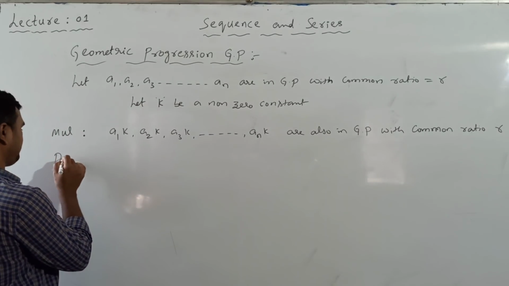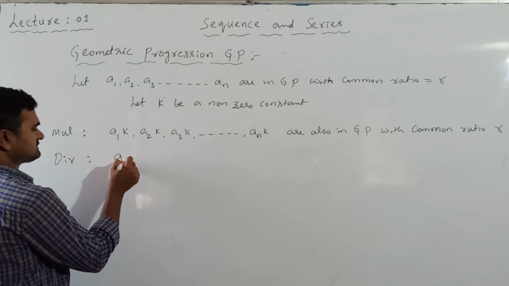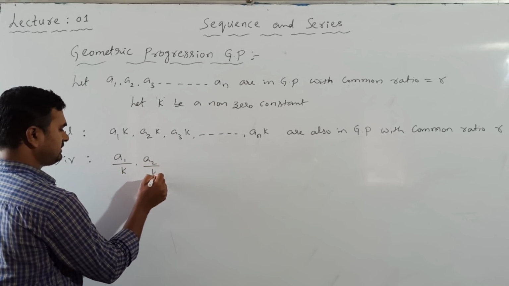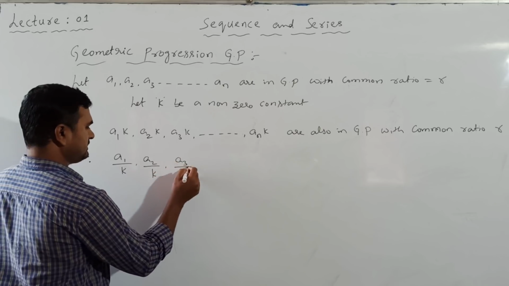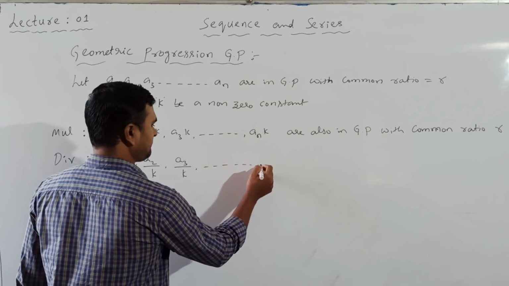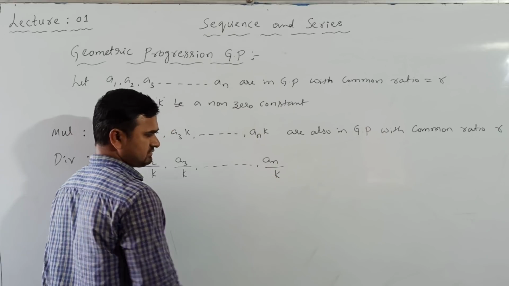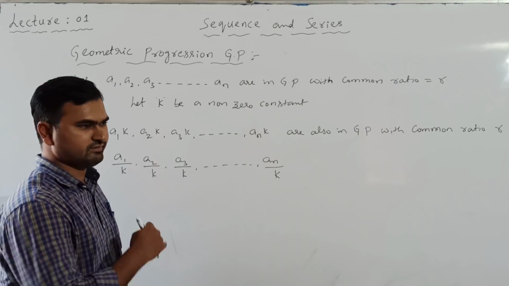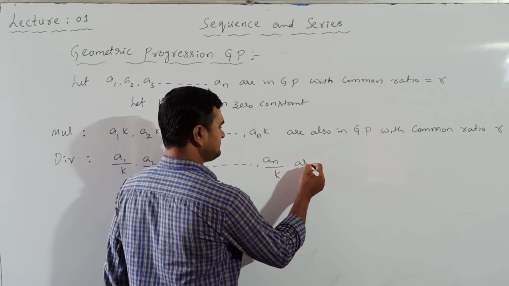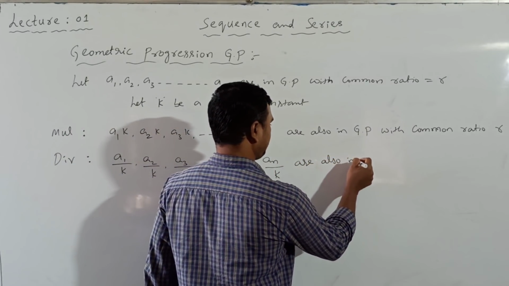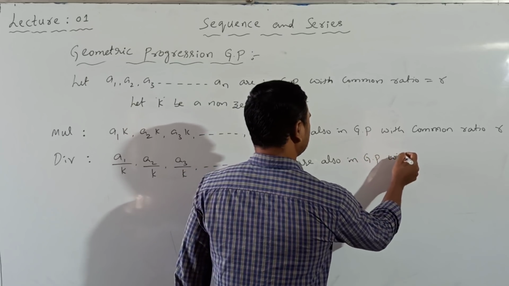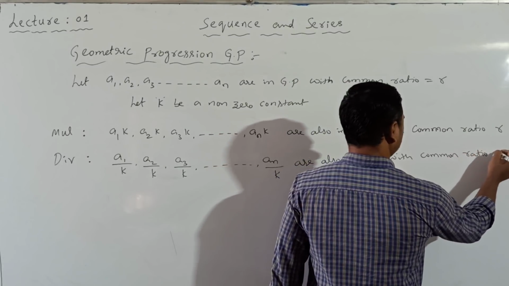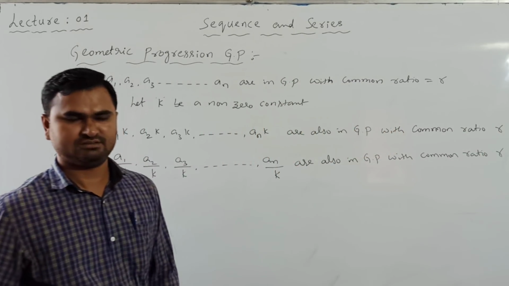If I divide the non-zero constant A1 by K, A2 by K, A3 by K and so on, An by K. So again if I take ratio here, A2 by A1, A3 by A2, K will get cancelled. So these are also in GP with the common ratio again same as R.